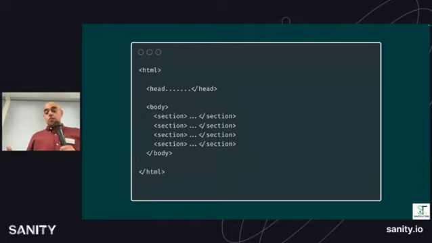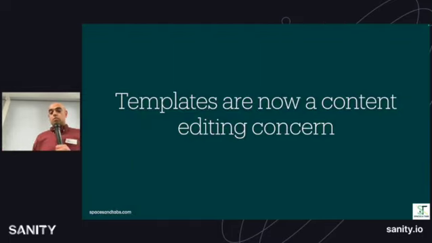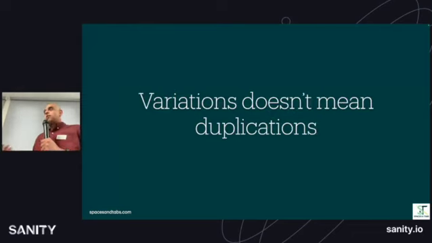So what if we shifted those templates and moved them to a content editing concept? Not a development concern, not a content structure concern. We don't care about it when we are rendering a page. And with that in mind, that means when you have different variations in the same component, it's not necessarily in a new template anymore. It's just tweaking a few little fields in the content schema or the models that we have.